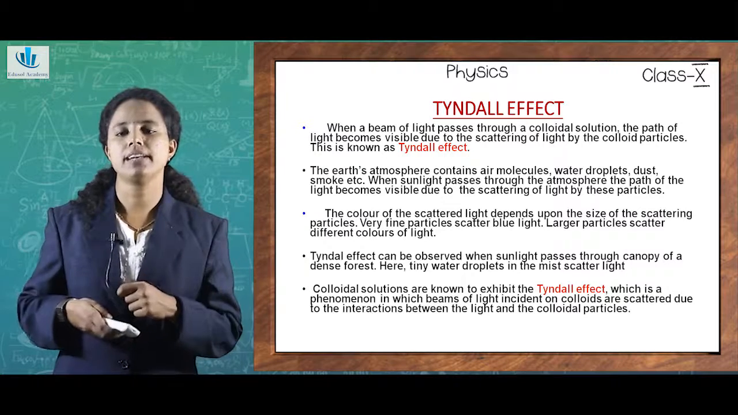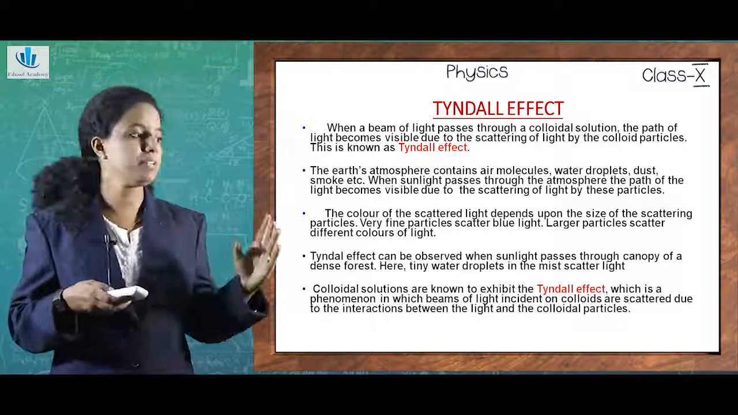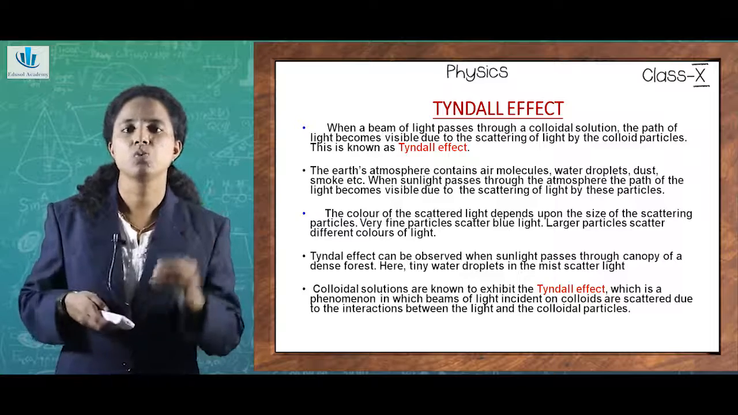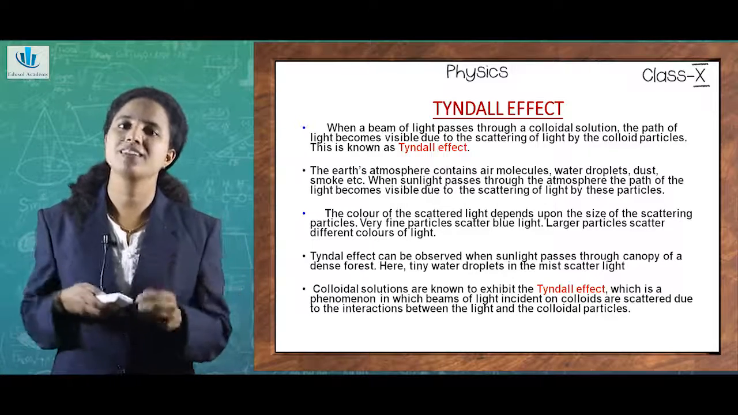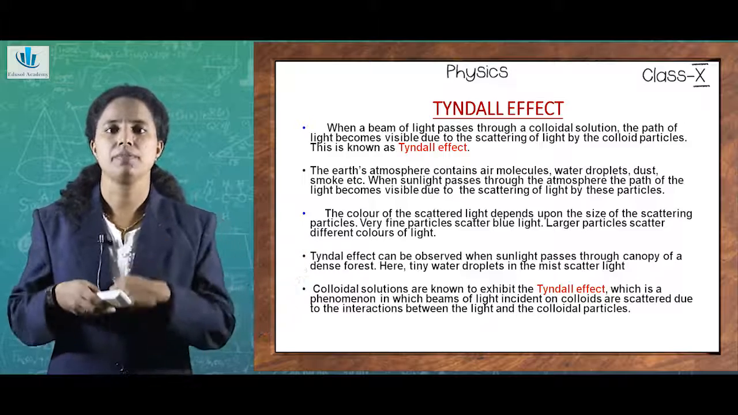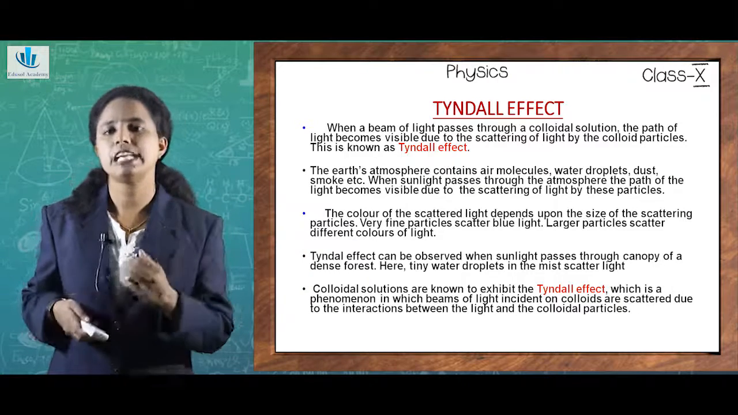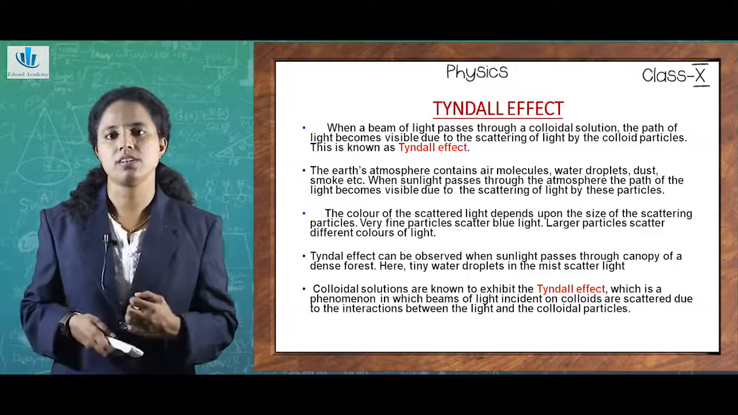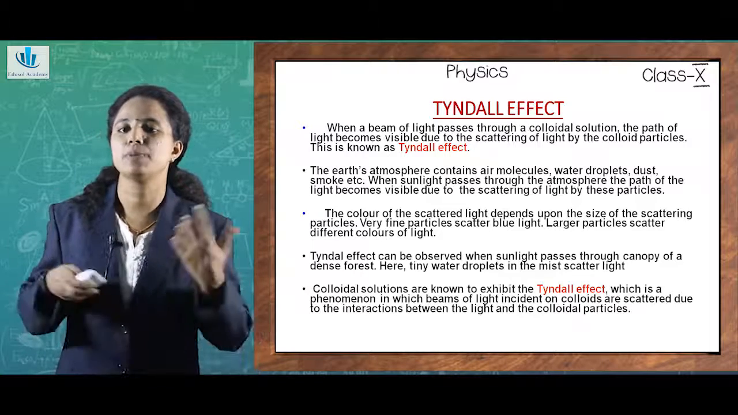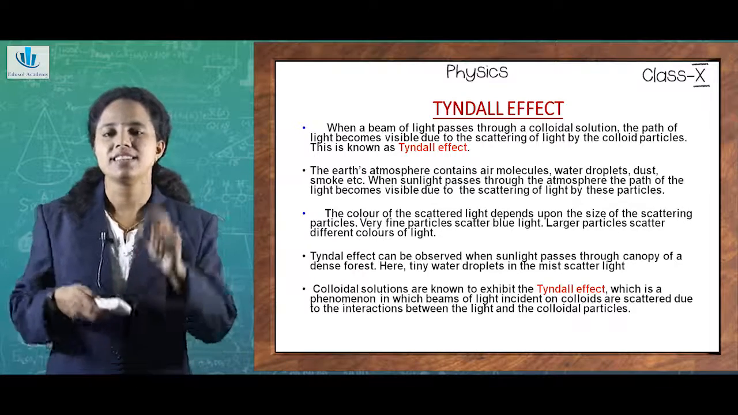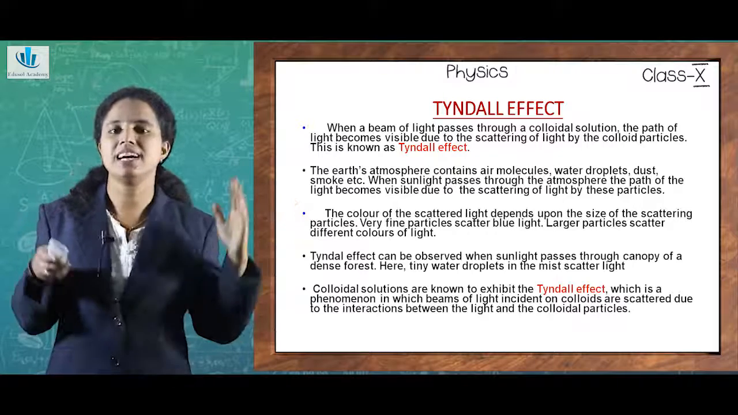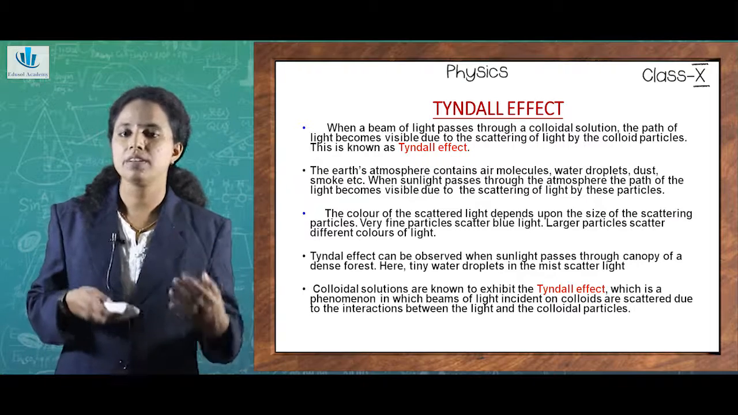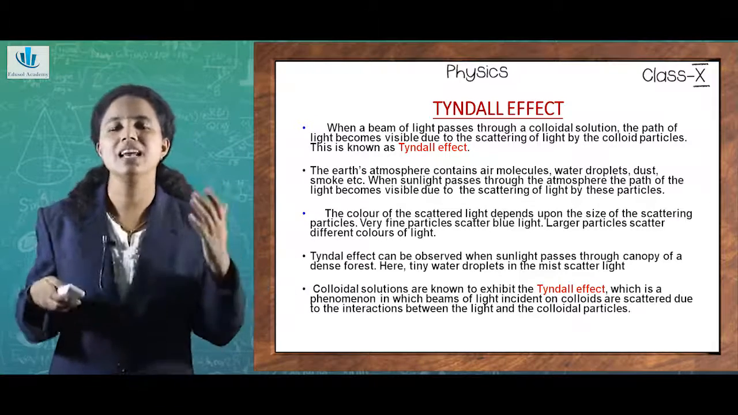And the final one is that the color of the scattered light will depend upon the size of the scattering particles. That is, very fine particles will scatter the blue light and the larger particles scatter the different colors of light. When we pass through a dense forest, we can observe that when sunlight passes through a canopy of forest, a dense forest, then the Tyndall effect is being observed. In that case, the tiny water droplets which are present act as the main sources of scattering, and they scatter and lead to the Tyndall effect.